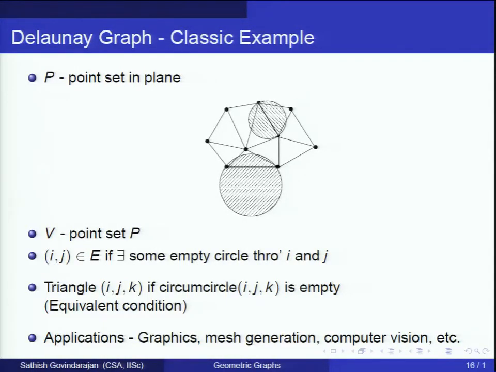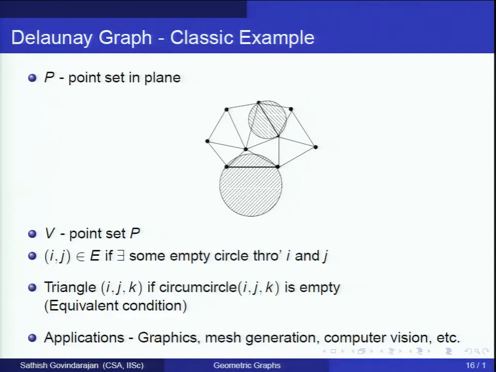Now if I try to see if I can put an edge between this point and this point, you can sort of intuitively see that I will never be able to find a circle which passes through this and this without containing any other point. So there is no edge there, right? So that's how the graph is defined. Whenever there is an edge, there has to be some circle passing through both of them which is empty. Empty means it doesn't contain any other point.